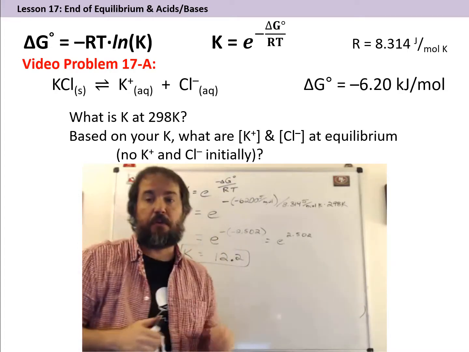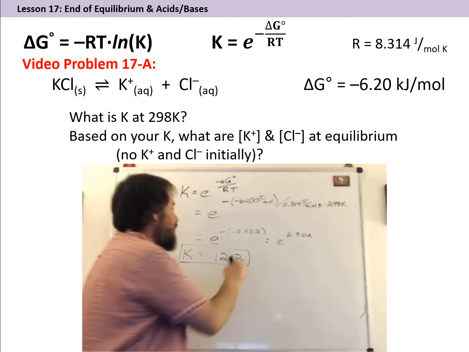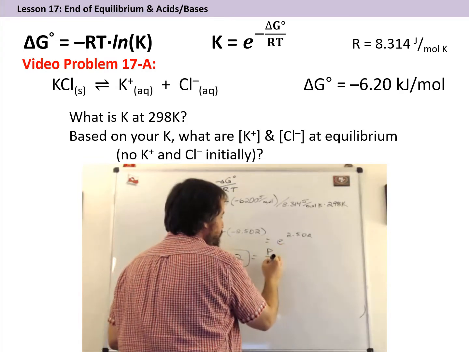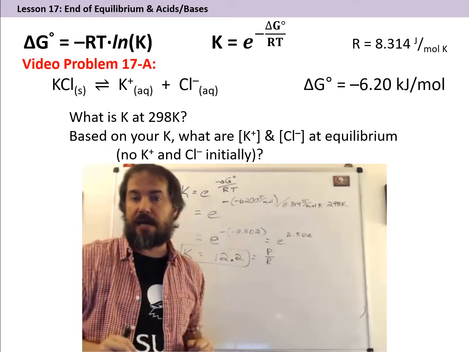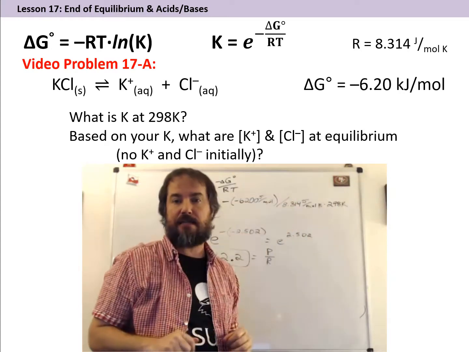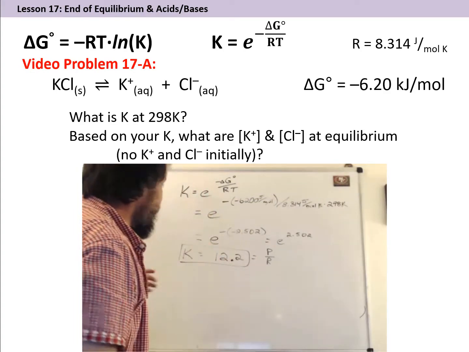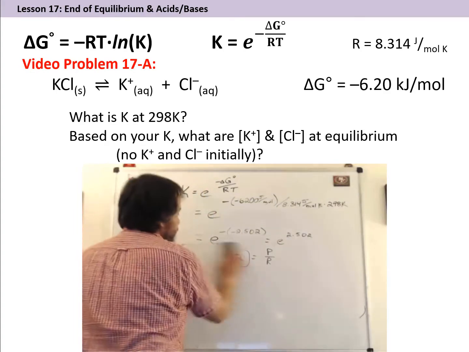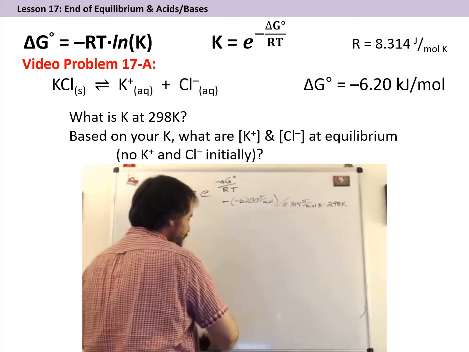What does a K of 12.2 mean? That means that I'm going to have a lot more products than reactants. So this is a reaction that's very far over to the right. Now let's go ahead and use this value for K, and let's figure out the second part of this.